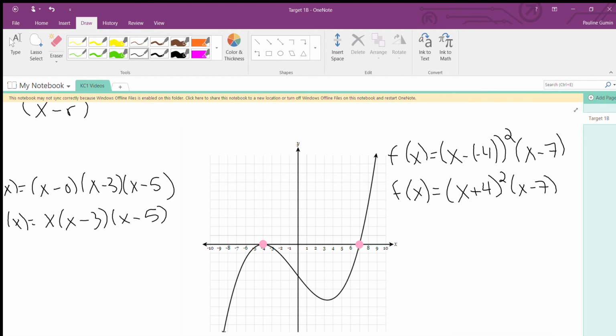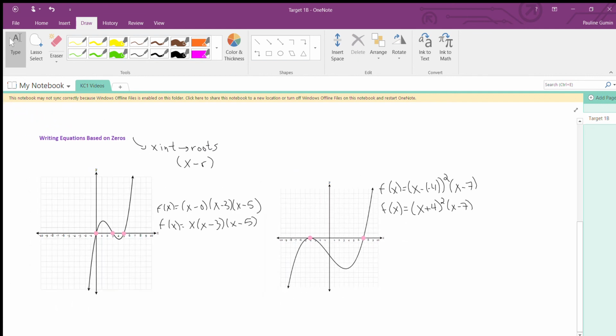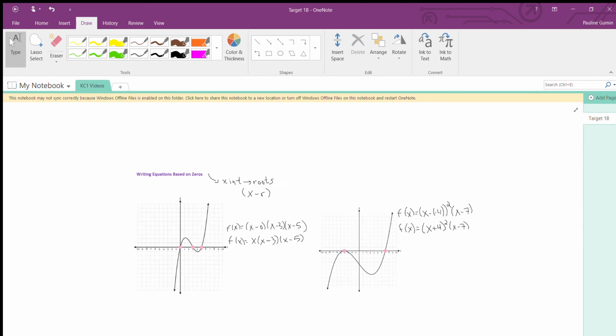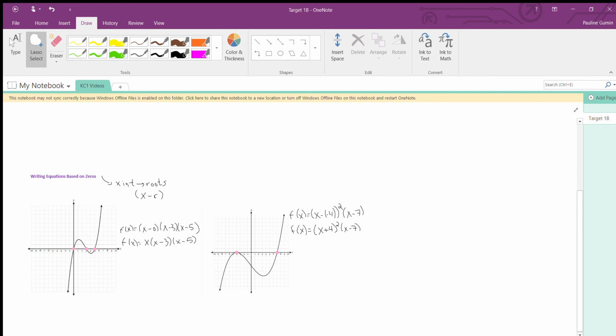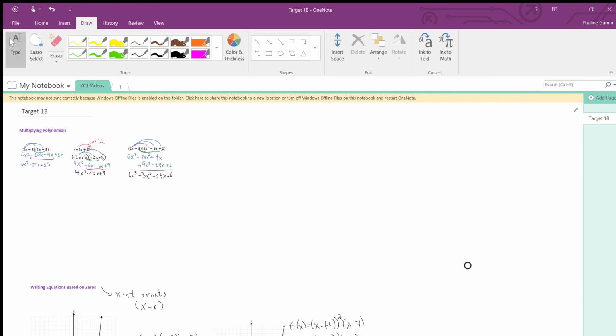So once again, just to reiterate, if we're crossing the x-axis, it's an odd root, whose smallest power is 1. And when we are bouncing off of that x-axis like it did at -4 here, it's an even root, and we give it the smallest even number, which is a 2.